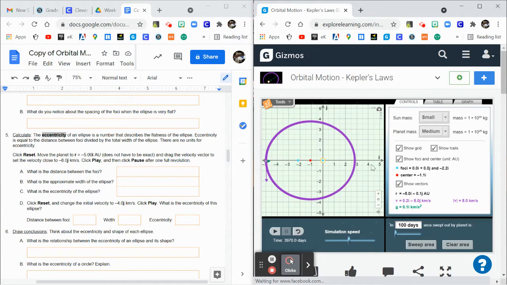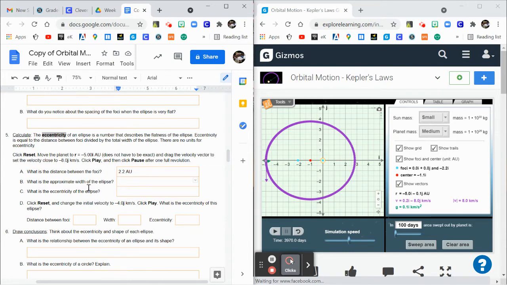So that is the distance between the foci. So we can say here in this box that the distance between the foci is 2.2 astronomical units, AU. There it is. And I got these numbers from right here.